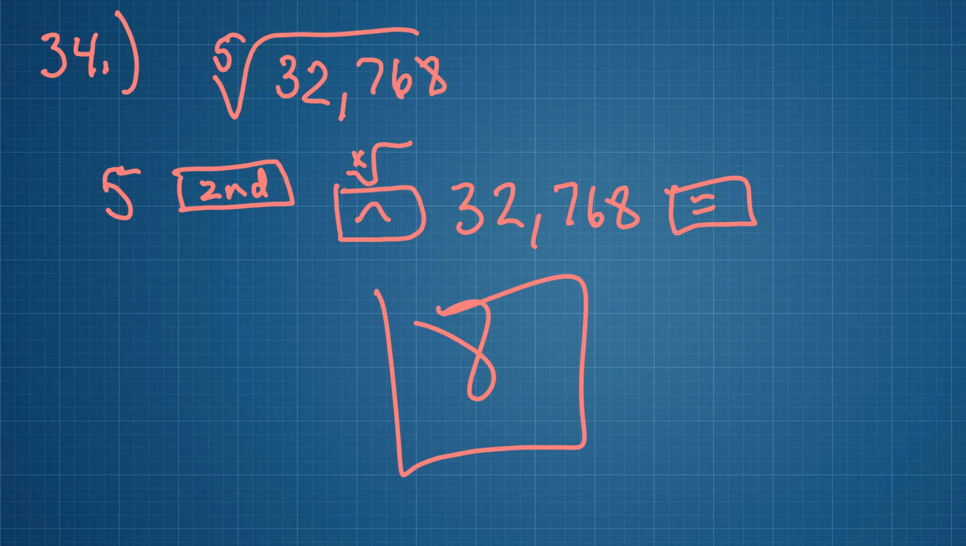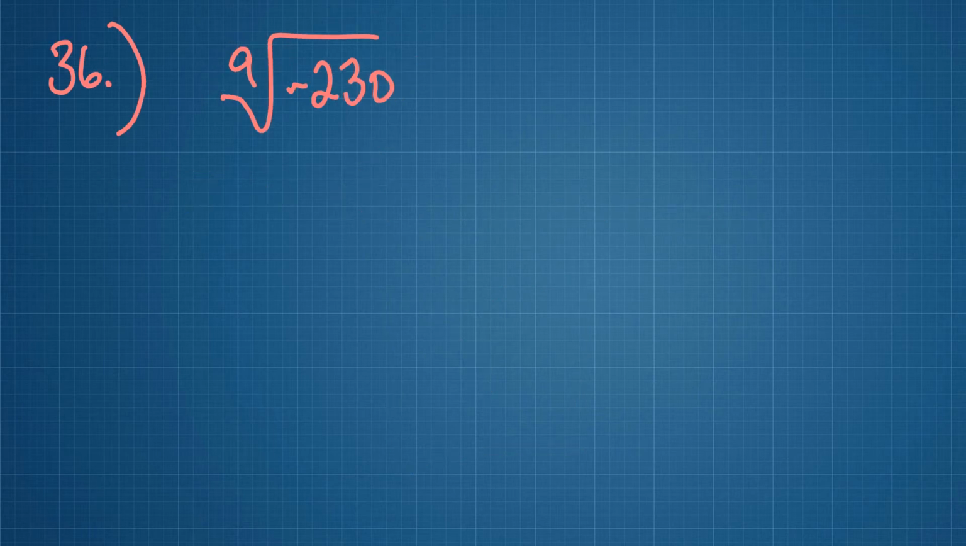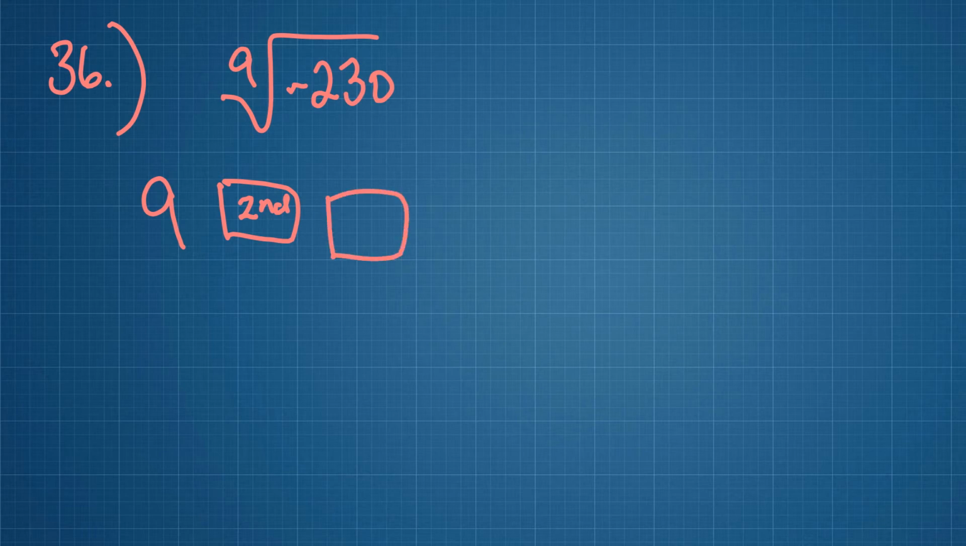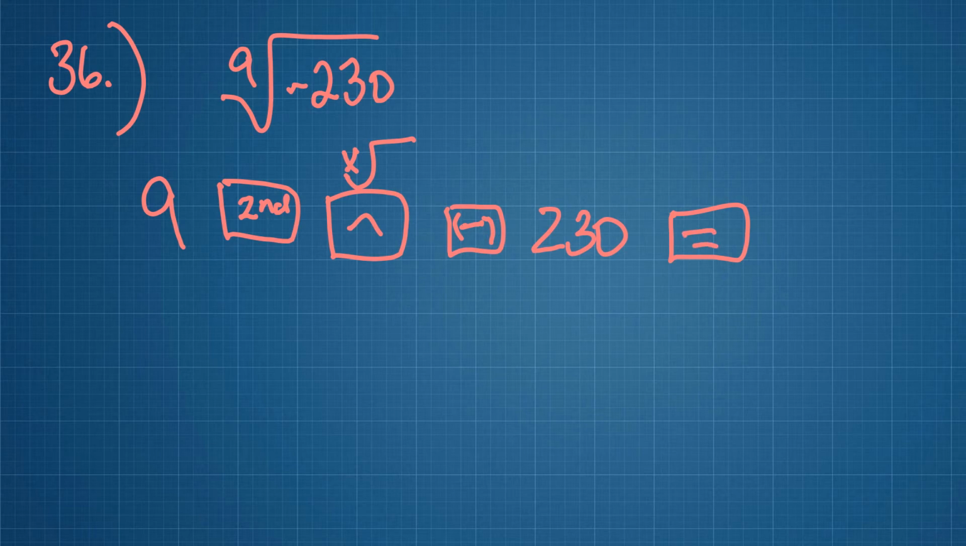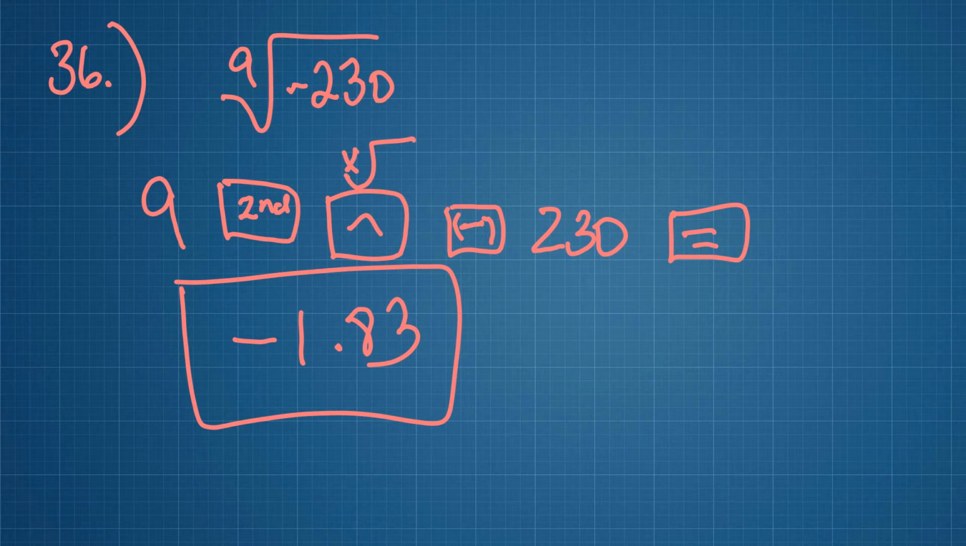That's it. Alright, we have the ninth root of negative 230. So in 36, I'm going to press 9 on my calculator. I'm going to hit second. Then I'm going to hit the caret button, because above that I want the x radical. Then I'm going to hit the negative button. Then I'm going to hit 230. I'm going to hit equal sign. And I end up with negative 1.83. That's it.